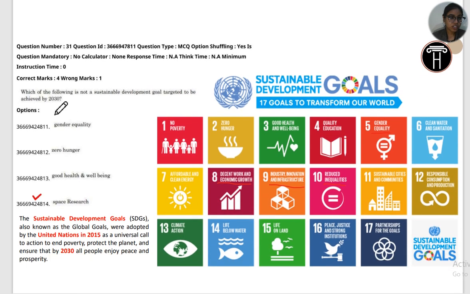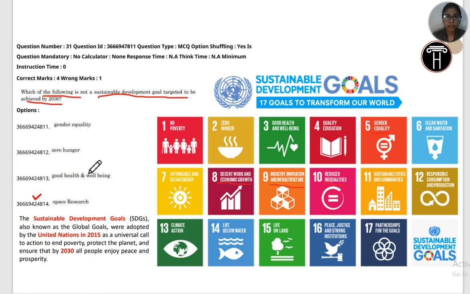So coming to question number 1: which of the following is not a sustainable development goal targeted to be achieved by 2030? The first most important thing is that sustainable development goals are targeted to be achieved by 2030. This is also very important. Of the four options given, you have to pick out the one which does not lie under the sustainable development goals.